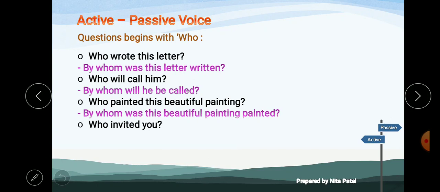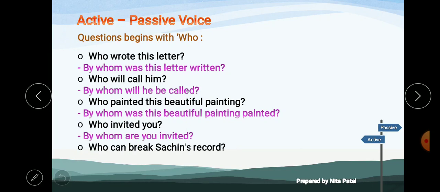Who invited you? By whom are you invited, or were you? By whom were you invited? It is a simple past. By whom were you invited? I have made a mistake. I don't think are will come here. Were will come here because it is a simple past. So by whom were you invited? Why were? Because look at this, you is there, so what goes with you? Were, right? So by whom were you invited?